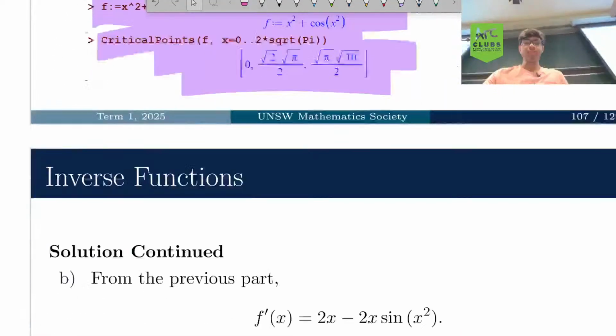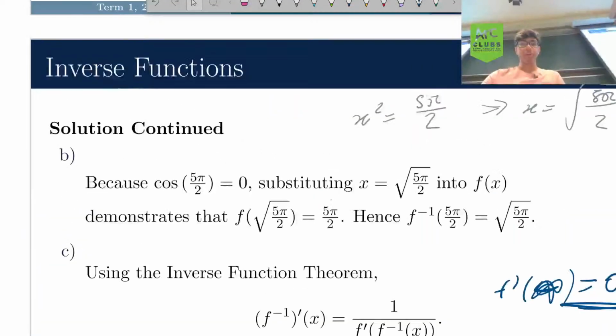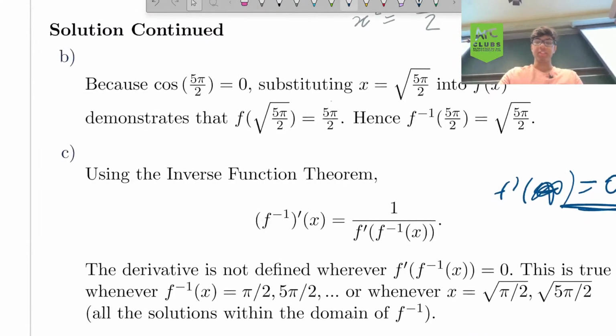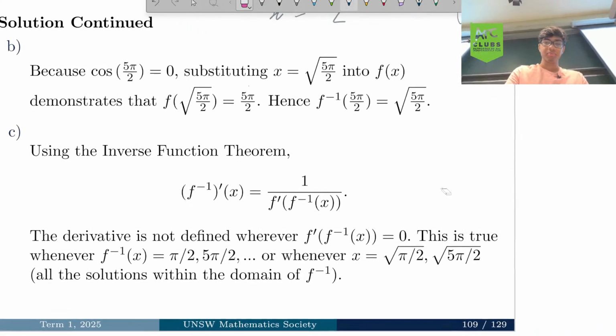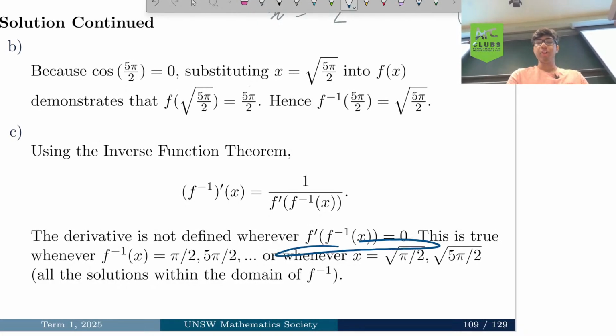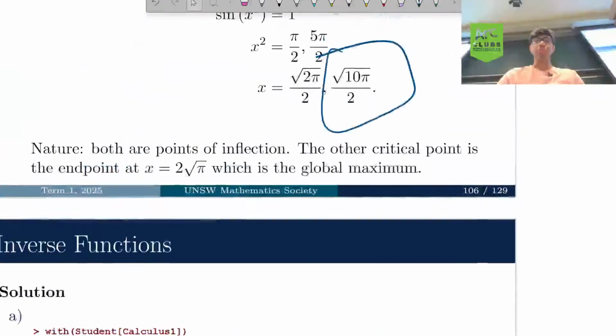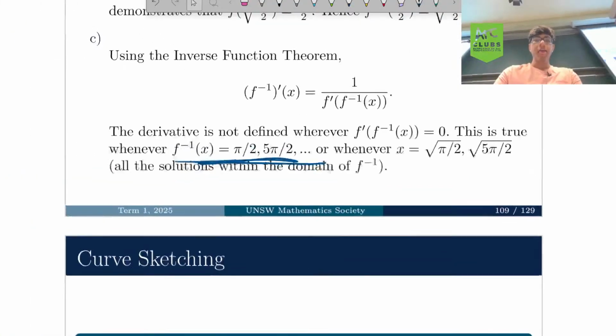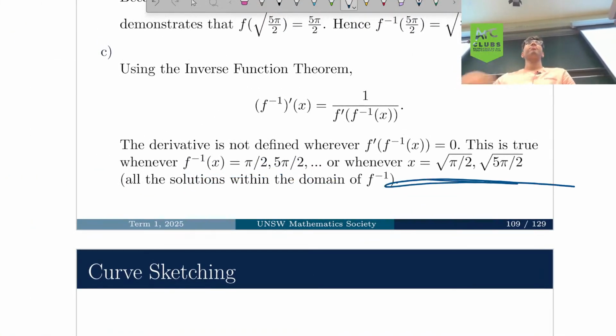And so by my inverse function theorem, if I have 1 on 0, then it's not defined. And so for everything else, we can say it is defined. They say the exact same thing here. The derivative is not defined when this bottom bit equals 0. This is true when this equals pi on 2 or 5 pi on 2. Hopefully you remember we had this thing here: pi on 2 and 5 pi on 2.